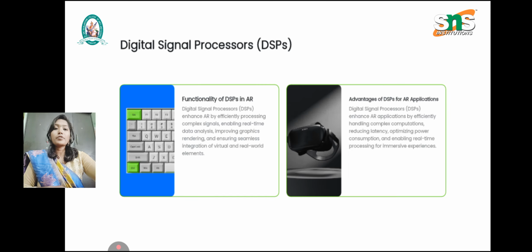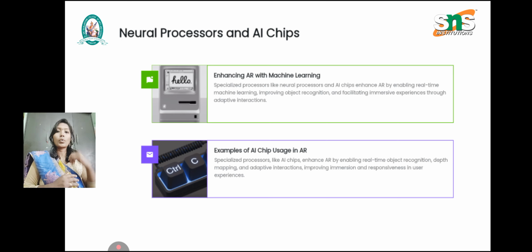Next, the role of specialized processors. These are digital signal processors. The functions of digital signal processors include analysis and improving the graphics rendering. Here, the HoloLens glasses are used, enhancing AR with machine learning through neural processors. Here we have developed an AR AI chip, and these are examples of AI chips being used in AR.